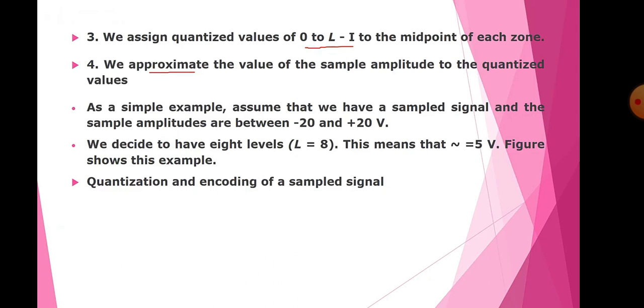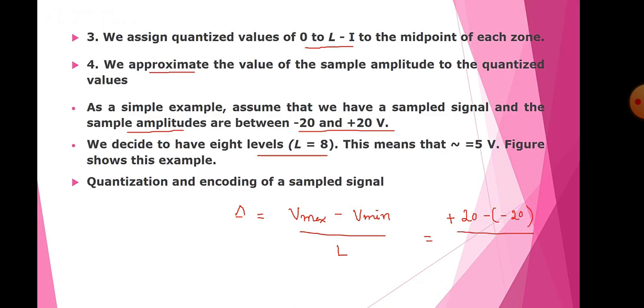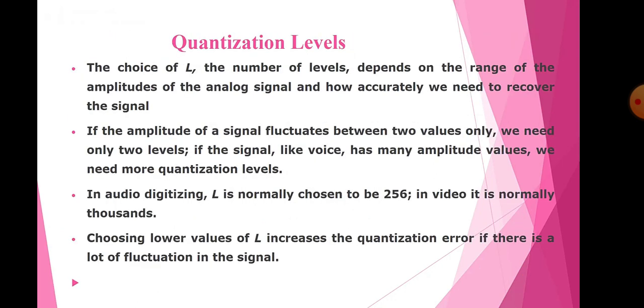As a simple example, we assume that we have a sample signal and the sample amplitudes are between -20 to +20, and we have the value of L as 8. So this means that we can compute the value of delta as Vmax minus Vmin divided by L. So Vmax is +20 minus -20 divided by 8. That is equal to 40 by 8, that is equal to 5. Therefore the value of delta we get is 5. So quantization and encoding of a sample signal. Quantization levels.